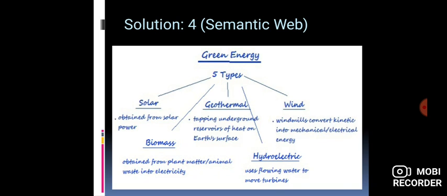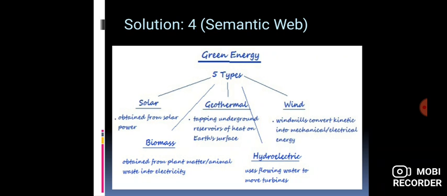Then come the wave strands. There are 5 main energy sources. So there are 5 main strands. One is solar, one is biomass, one is geothermal, one is hydroelectric, one is wind. So these are the 5 wave strands which directly connect to the 5 types of energy sources. Fine. Now under each energy source its characteristics are written.